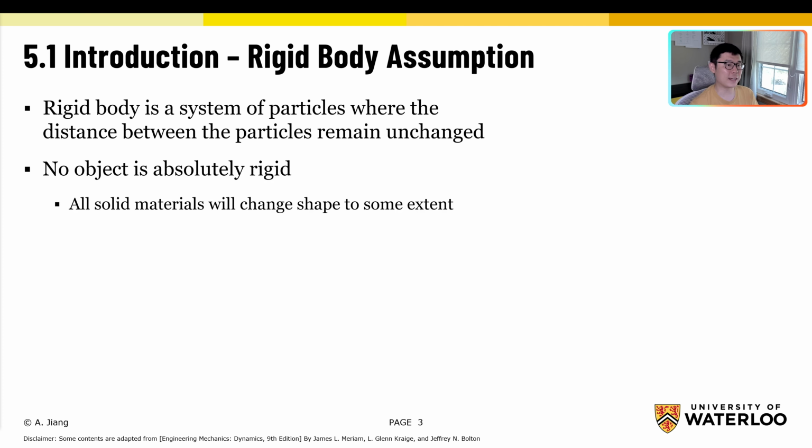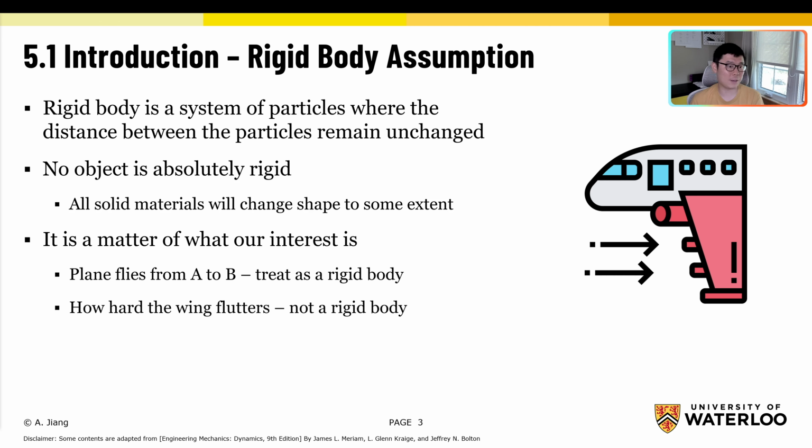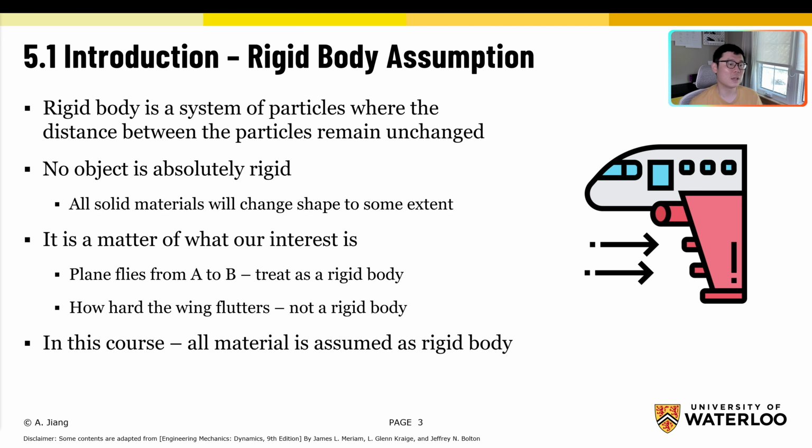Rigid body is defined as a system of particles where the distance between the particles remains unchanged. But in reality, no object is absolutely rigid. All solid materials will change shape to some extent. Therefore, it is just a matter of what our interest is. Are we interested in a flight path from A to B, or are we interested in how hard the wing is going to flutter? In this course, we will make the assumption to treat all materials as a rigid body. So, a little bit simpler.